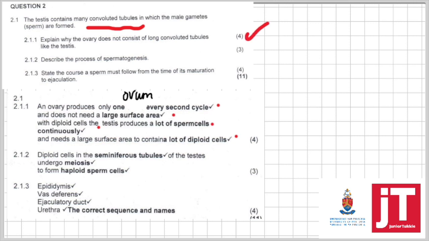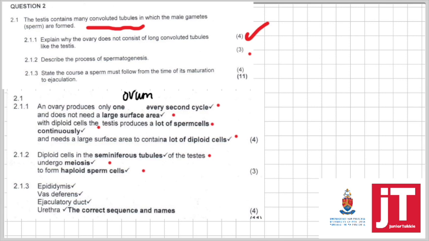This is a nice question. 2.1.2. Describe the process of spermatogenesis. That's easy, straight from the exam guidelines. The diploid cells in the seminiferous tubules of the testes undergo meiosis to form haploid sperm cells.